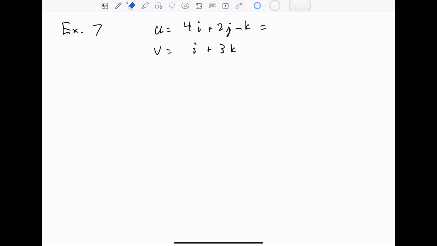So the first one, we have an x component of 4, that goes with the i, a y component of 2, that goes with j, and then -1 for the z component because we have a coefficient of -1 in front of the k. The vector v, we have a 1 for the x component, 1 times i. There's no j here, so 0 in the y component, and the z component is simply 3. So there's our vectors in component form. We want to find the area of the parallelogram determined by these two vectors.